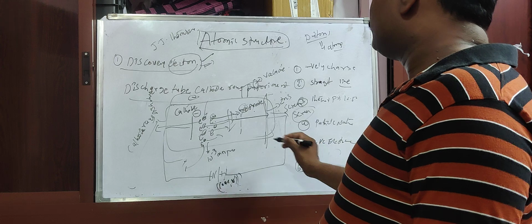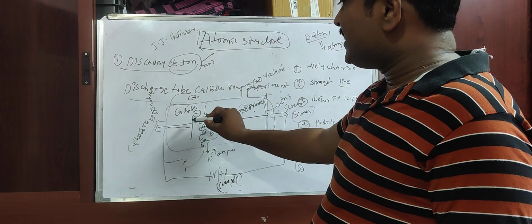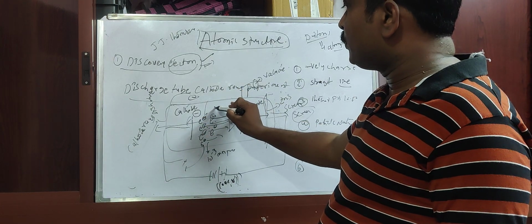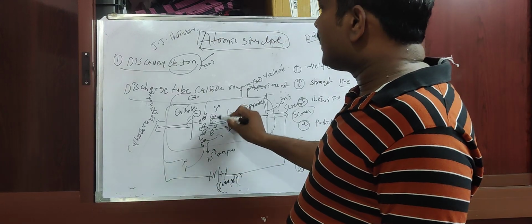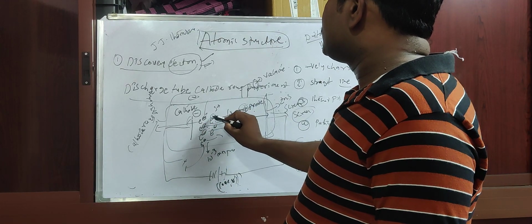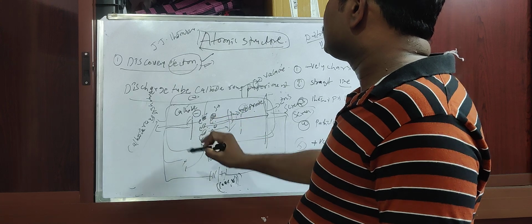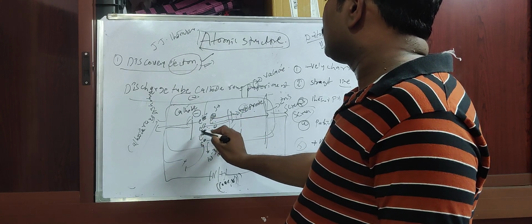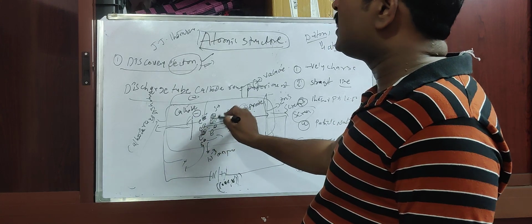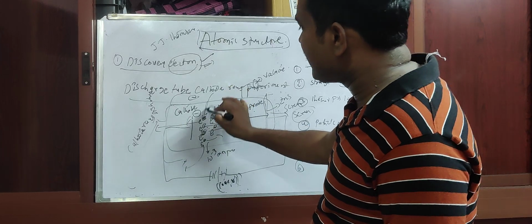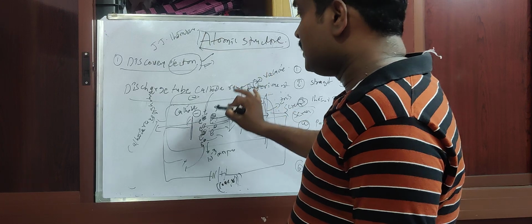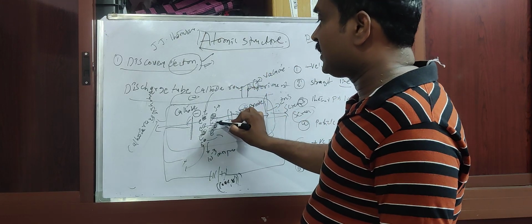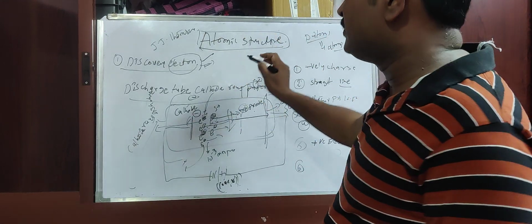Next, sixth one, if you change this electrode or we put any gas here, they will not change this. These cathode rays do not depend upon putting any gas material here, a different gas, or changing this electrode. The properties of these cathode rays do not change, meaning they do not depend.